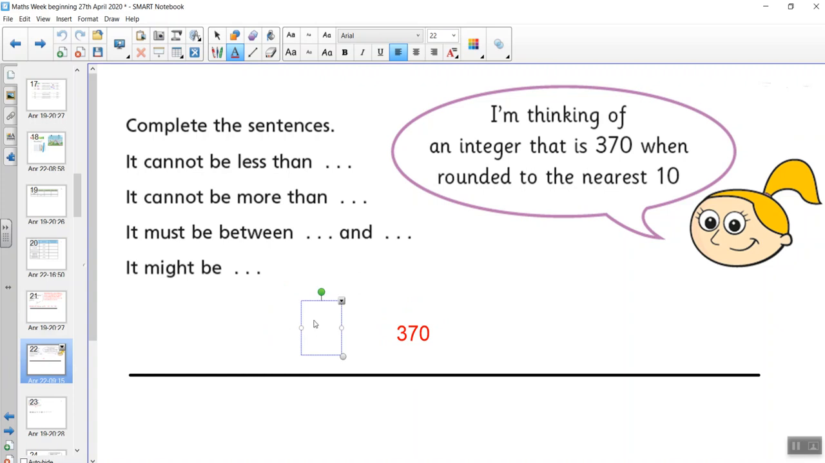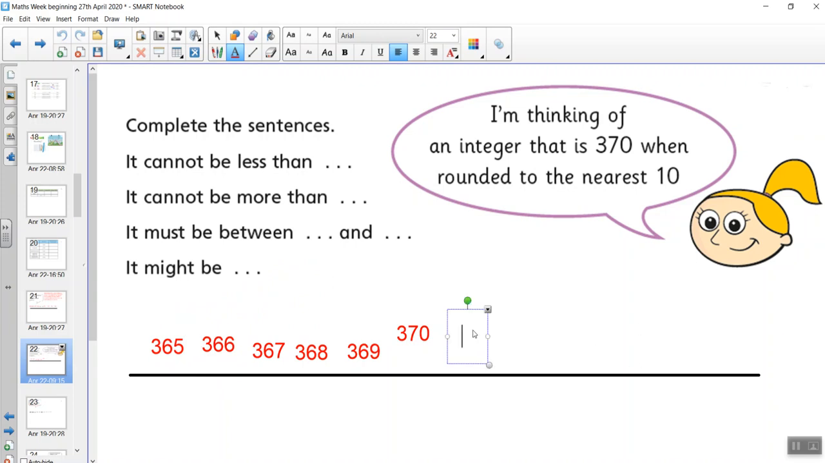So 369 would round to 370. 368 would round to 370. 367 would round to 370. 366 would round to 370. And I know that 365 would round to 370. I've got some 370 numbers as well.